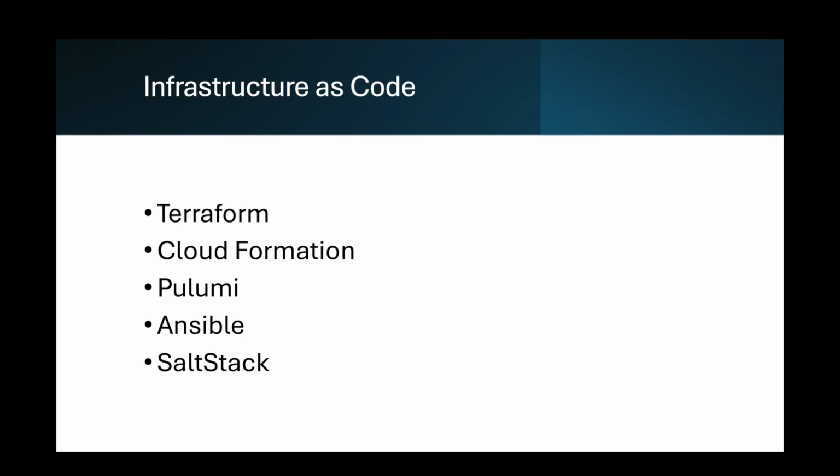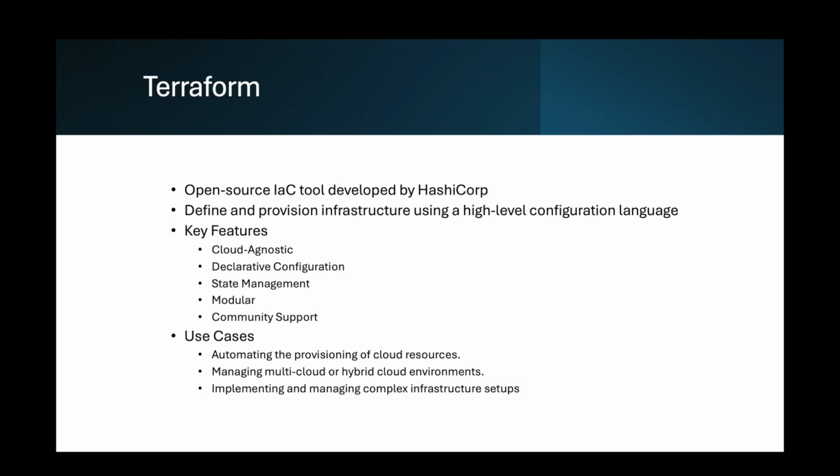Some of the key tools that we're going to look at here are Terraform, CloudFormation, Pulumi, Ansible, and SaltStack. Now let's go through the first one, which is Terraform. Terraform is an open source IaC tool developed by HashiCorp. It allows users to define and provision infrastructure using a high level configuration language known as HashiCorp Configuration Language, or HCL. Terraform is cloud agnostic, meaning it can manage infrastructure across various providers like AWS, Azure, Google Cloud, and others.